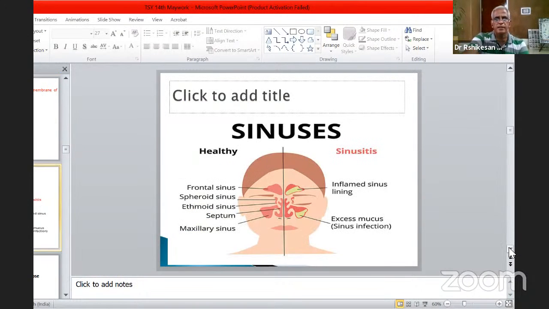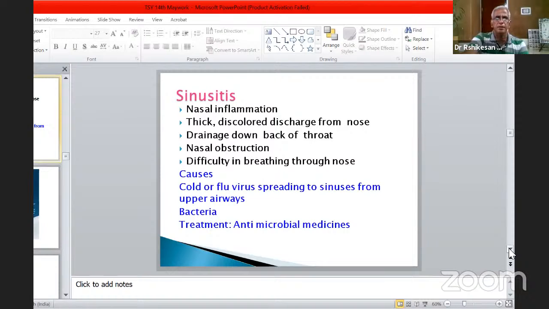Sinusitis is there. Sinusitis there also. This is inflamed. The linings are with inflammations, and this is healthy, and this is with the disorder. You can see the difference. Excess mucus is there all the time. Then a cold, or sometimes a virus and bacteria also. So it's due to that.